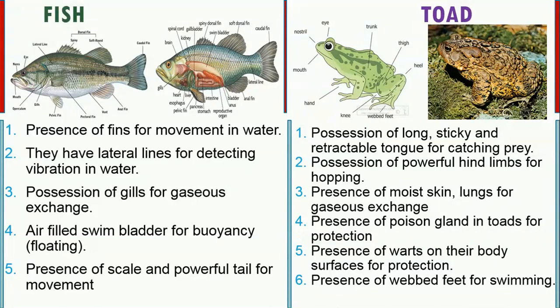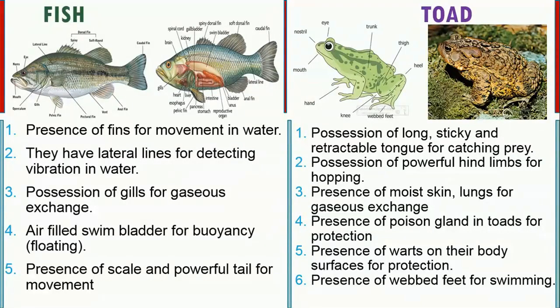They also have a lateral line for detecting vibration in water. So you look at the part labeled as lateral line. That line enables them to detect vibration or danger in water, so that they can move away from the danger area. Okay. Number 3 is possession of gills for gaseous exchange. If you look at the second image here, you see the part labeled as gills. Okay, the gills are for gaseous exchange.